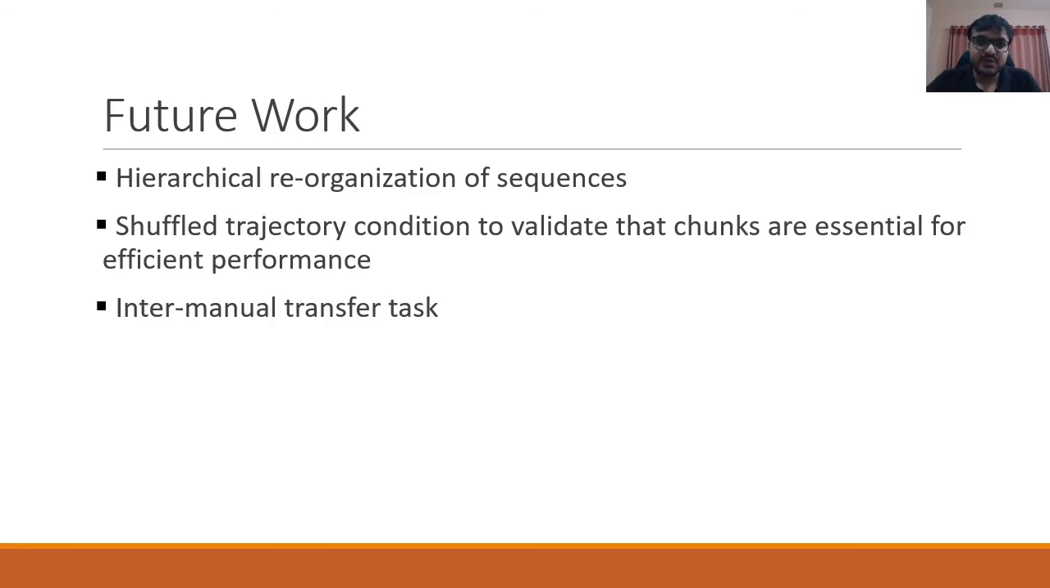Future work can experimentally probe theoretical questions about hierarchical reorganization, how chunks are formed and integrated into a multi-level structure. We can also shuffle start, sub-goal, and goal positions to change the trajectories such that certain chunks are preserved whereas others are not preserved. This might help us validate if chunks are crucial for efficient performance. We can also examine whether chunks are independent of the effector hand used to perform the sequences.